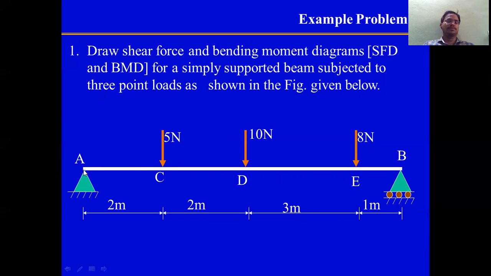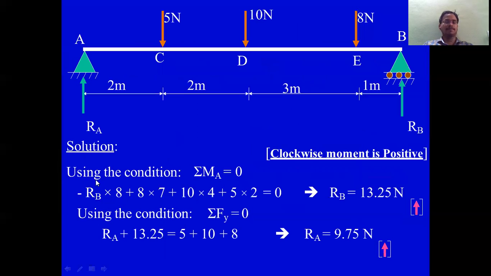So 5 into 2 plus 10 into 4 plus 8 into 7 is equal to RB into 8. So that is shown in the next figure. Using the condition that the summation of moments at A is equal to 0, you consider clockwise as positive. Now these are the moments here. You can find the reaction RB simply by using this bending moment equation.